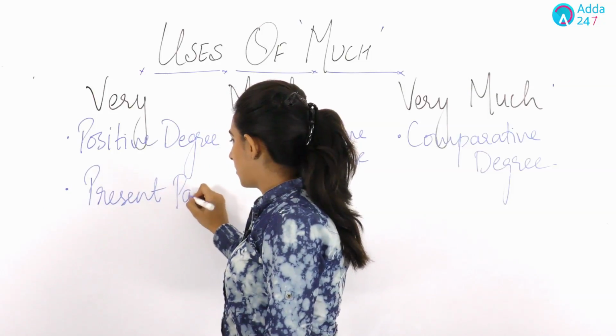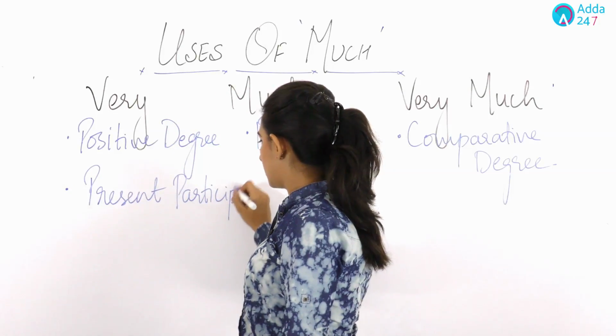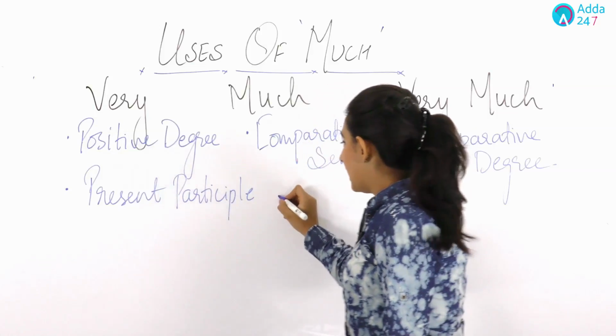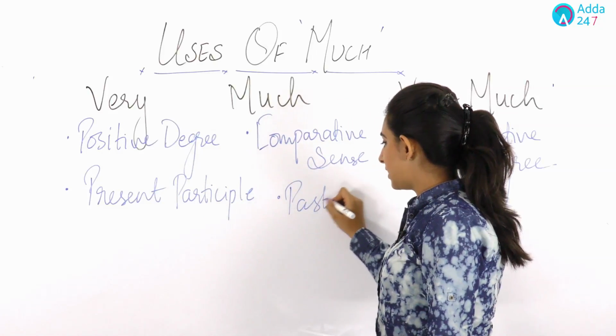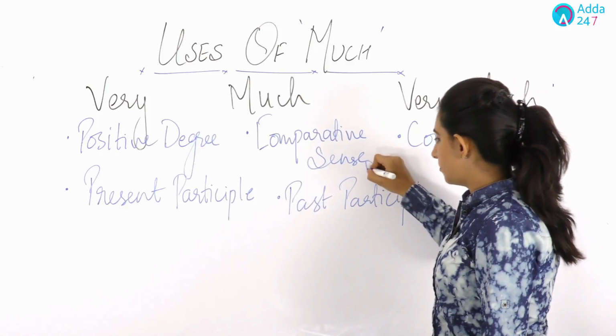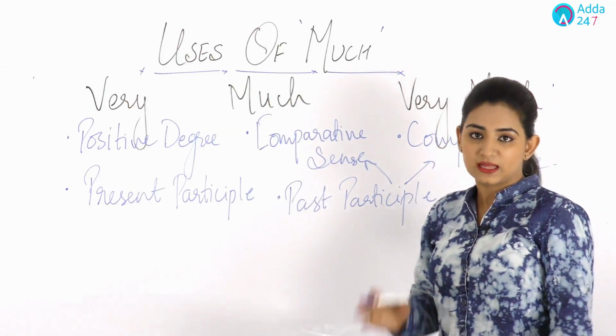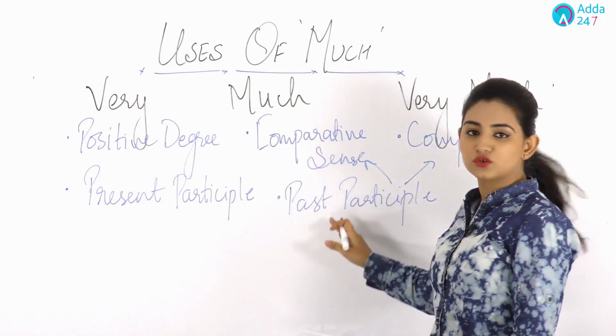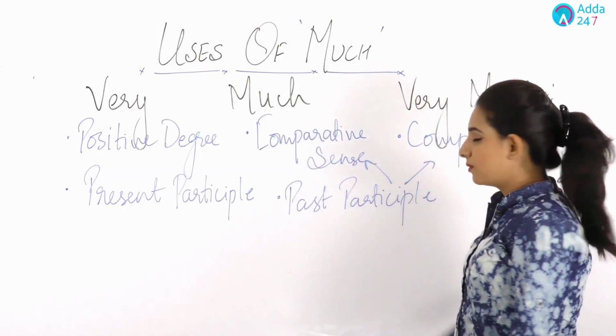The second rule that follows is we have present participle with very, and we use past participle with much and very much. That means past participle is used with much as well as with very much.